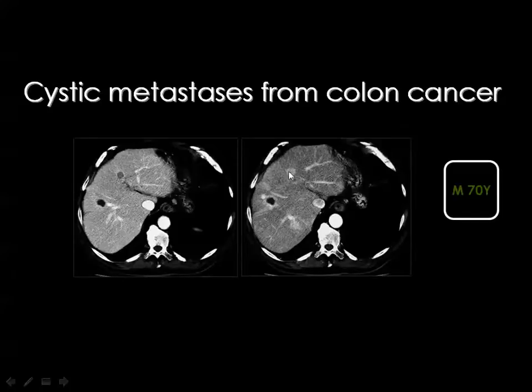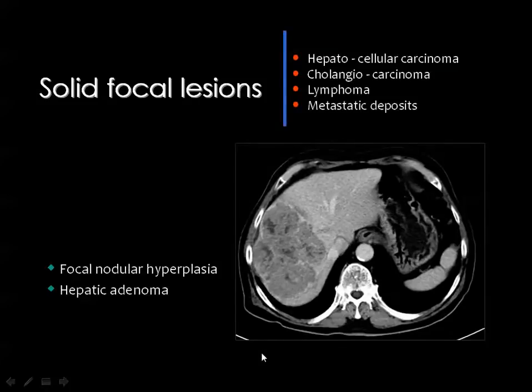Then in the colorectal cancer, you see this patient is known to have colonic cancer, and there are two lesions. One is solid and one is cystic. Then you should diagnose both as metastatic deposits, and you cannot say that this is metastasis and this is the simple cyst, for example, or an abscess. No, you should consider all lesions as metastatic deposits.